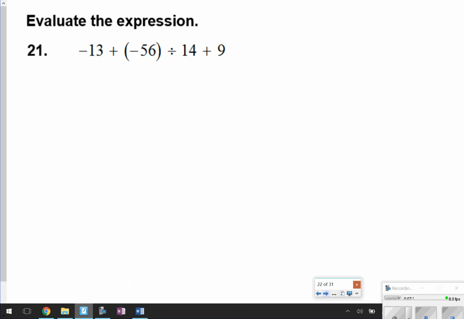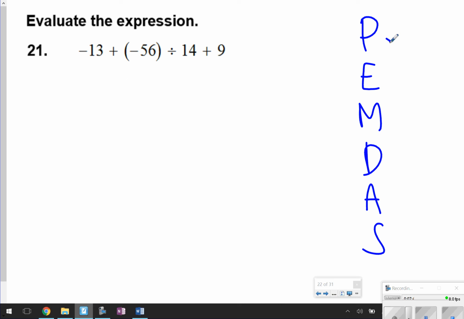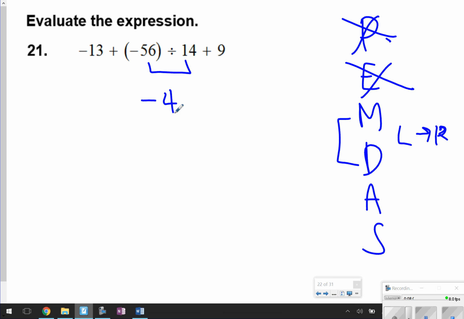Evaluating for number 21, please make sure you're using order of operations. Nothing in parentheses I can use. Nothing with exponents. So now I'm going on to multiplying and dividing, but I've got to do that in order from left to right. Good thing I only have one division. So all I have to really worry about is that negative 56 divided by 14. That should give you a negative 4.